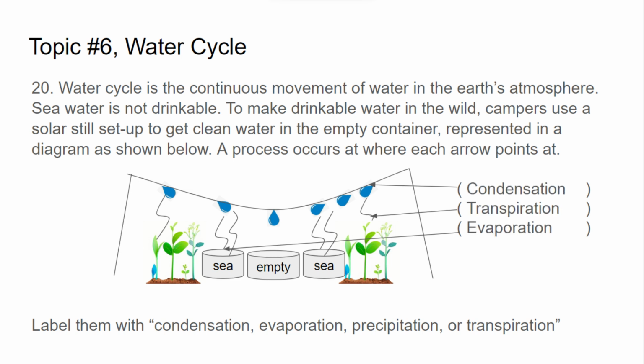Transpiration shows the plants losing water to the air, indicated by the arrow. Note that in reality, it is difficult to see water vapor. Water evaporates from the sea water into water vapor. This water vapor then condenses onto the plastic sheet above, turning from vapor into liquid state. The fresh water droplets then drip down into the empty container. Precipitation is not used here, as it refers to water forming clouds and falling back to the earth as rain.